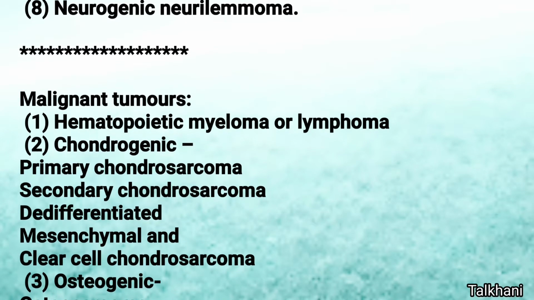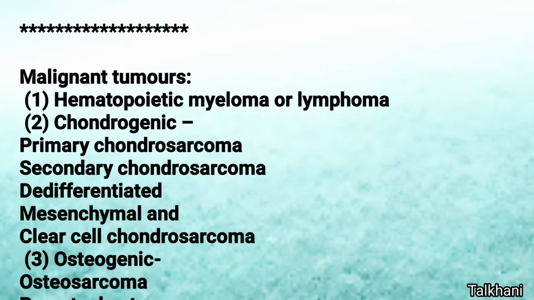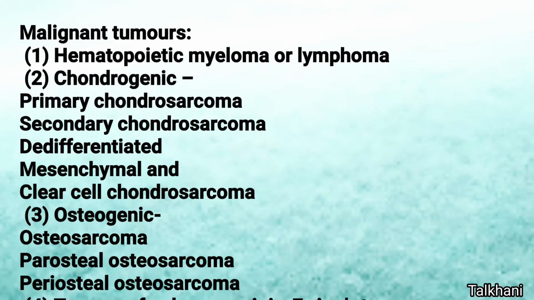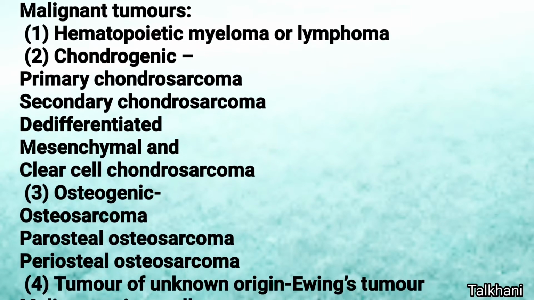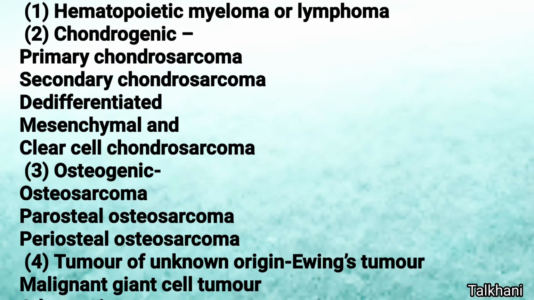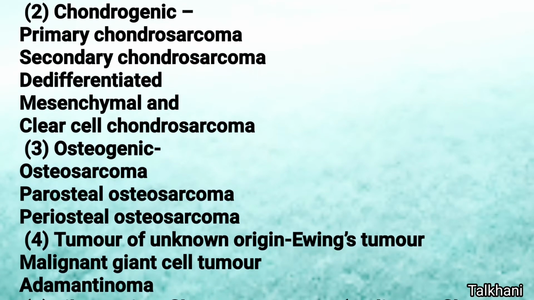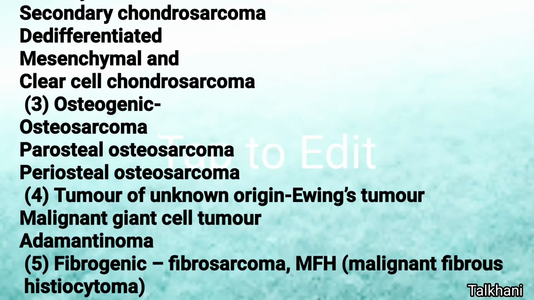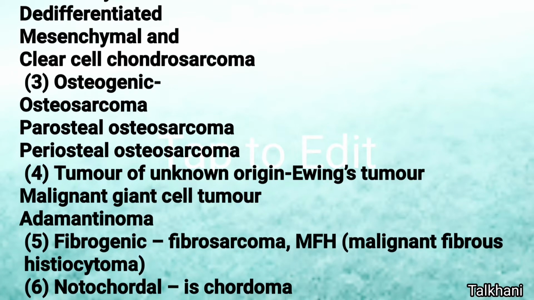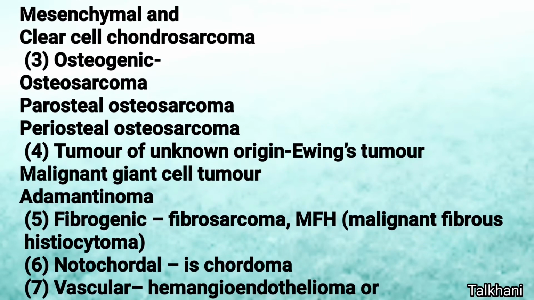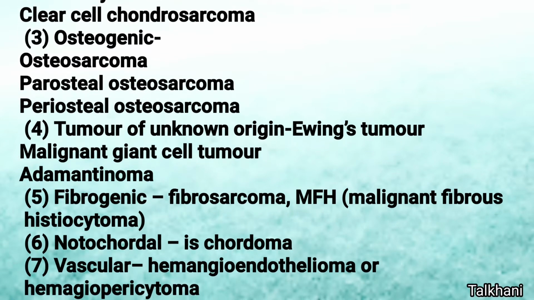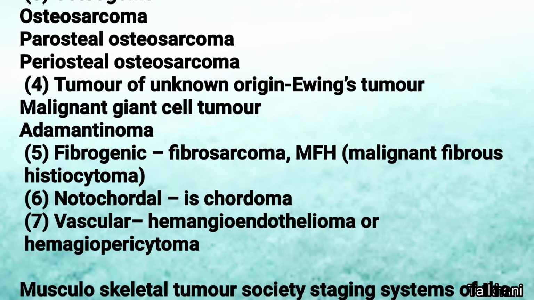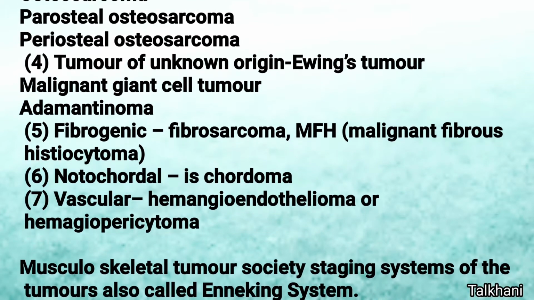Malignant tumors under the same categories are: number 1, hematopoietic tumors are myelomas or lymphomas. Number 2, chondrogenic origin malignancies are primary chondrosarcoma, secondary chondrosarcoma, dedifferentiated chondrosarcoma, mesenchymal and clear cell chondrosarcomas. Number 3, osteogenic origin malignant bone tumors are classic central osteosarcoma, parosteal osteosarcoma, periosteal osteosarcoma. Number 4, malignant bone tumors of unknown origin are Ewing's tumor, malignant giant cell tumor, and adamantinoma.